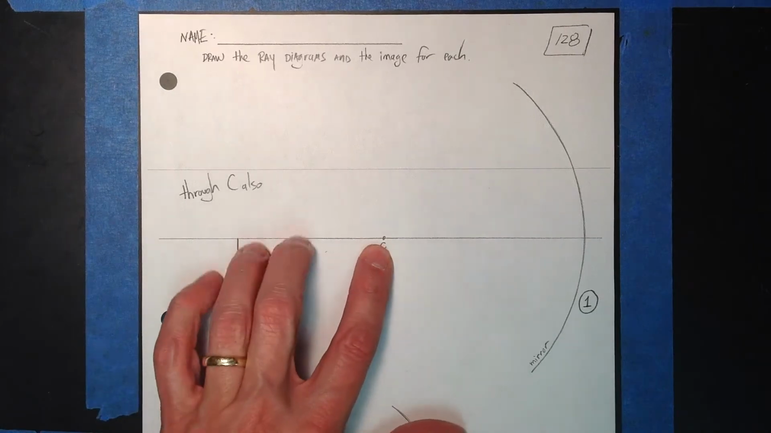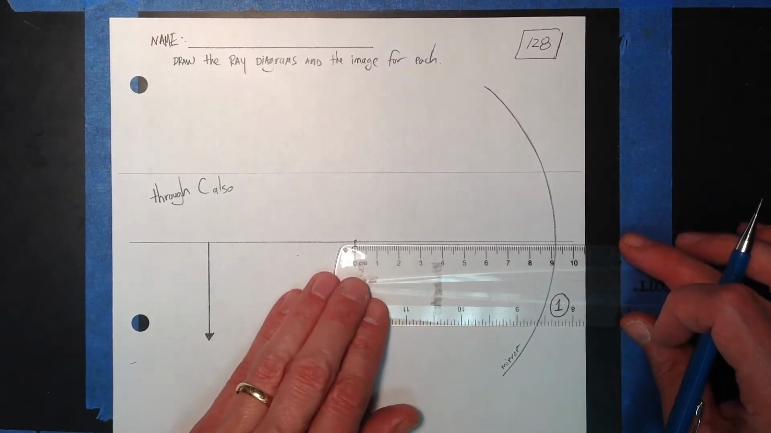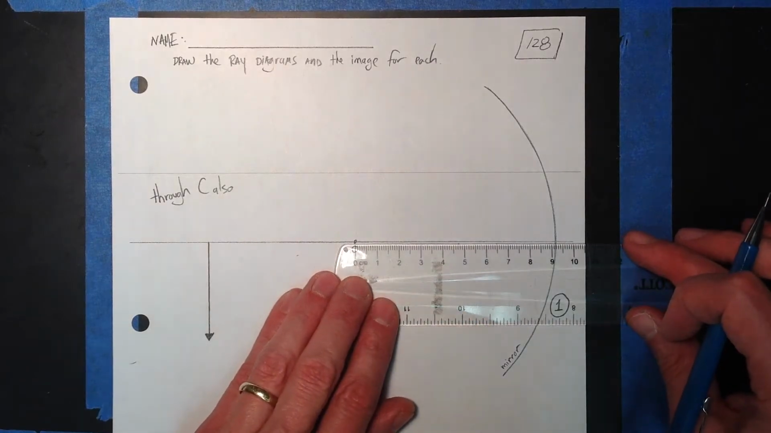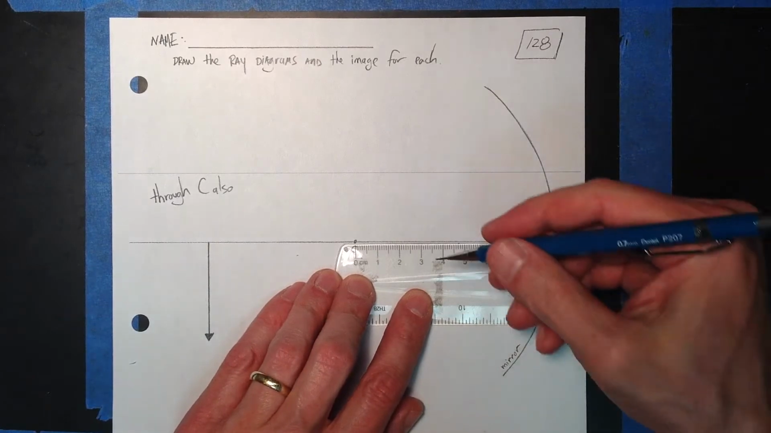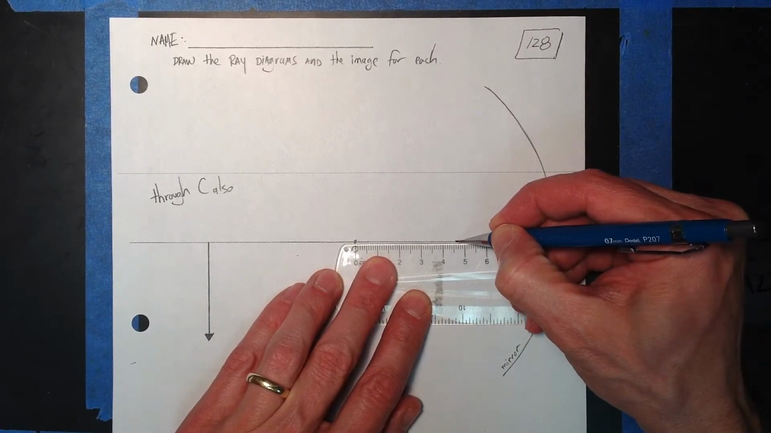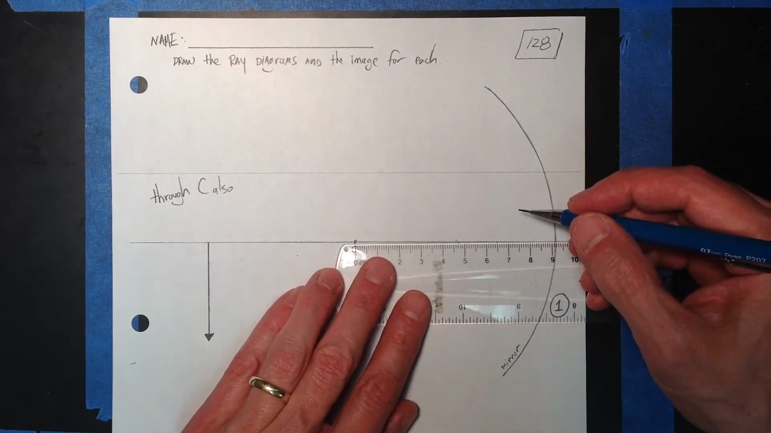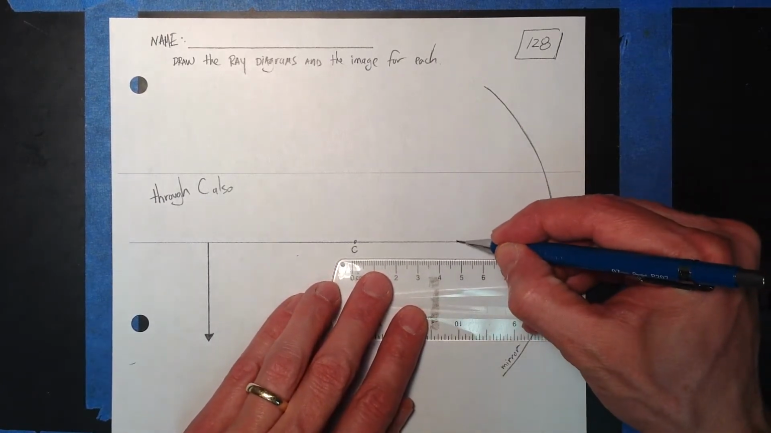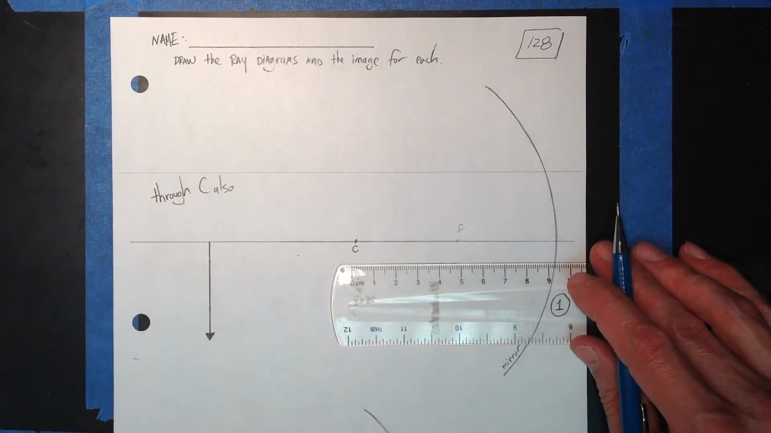First thing we need to do is draw in the focus, which is going to be half of the distance to the C. So this measures to be, I measured to be 9.2, and half of that is, figure that out somehow, either in your head, on paper, or with a calculator. That's my focal point. And it says through C also. We're going to do that one last.